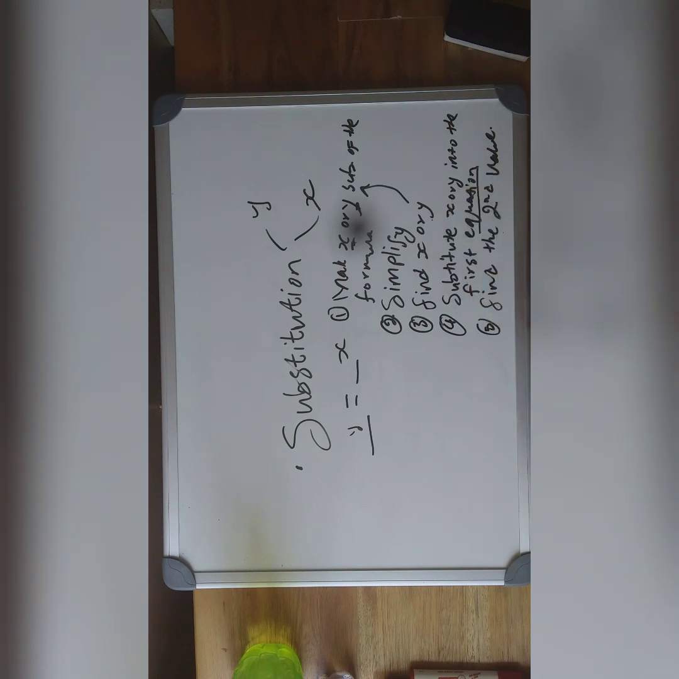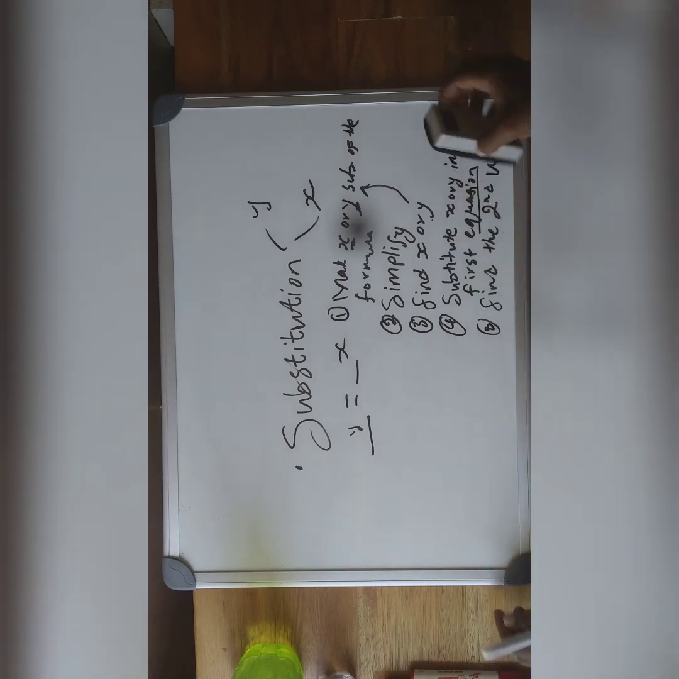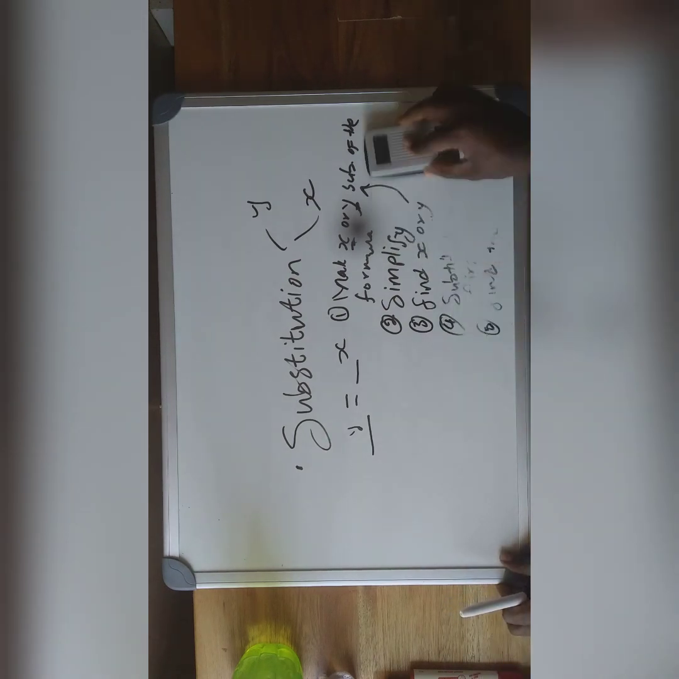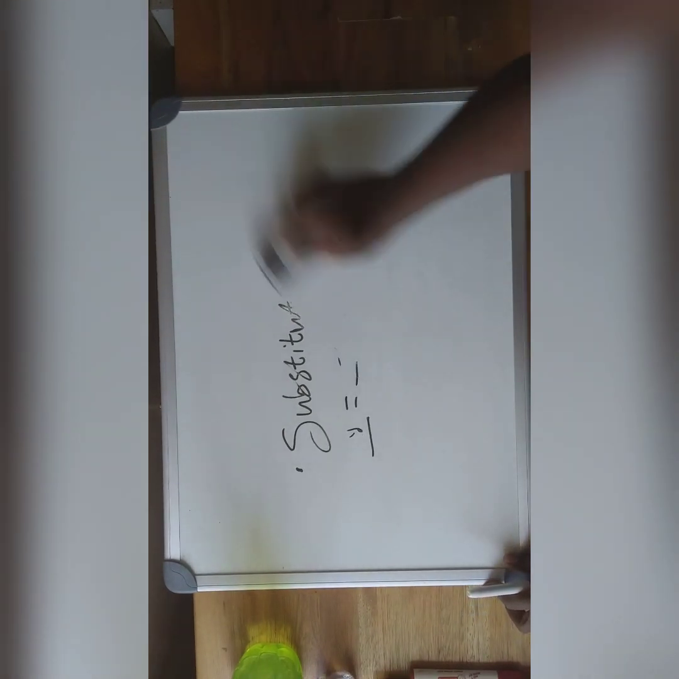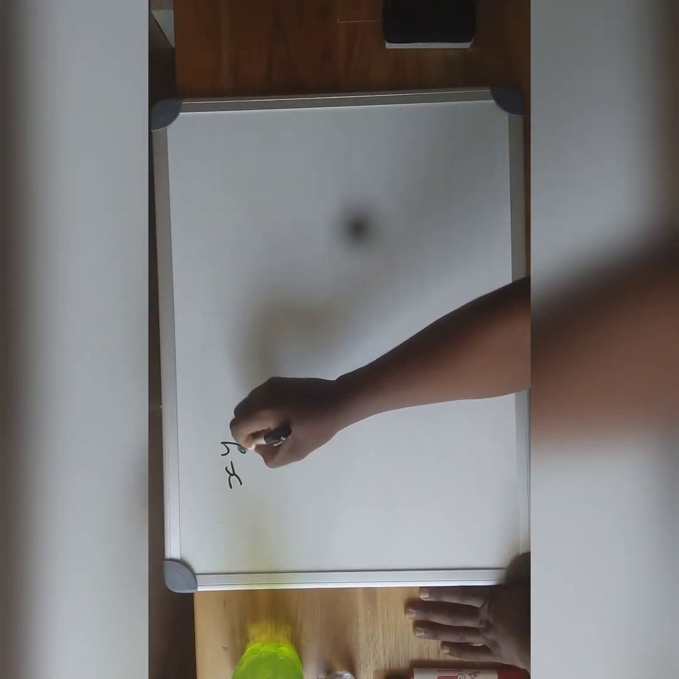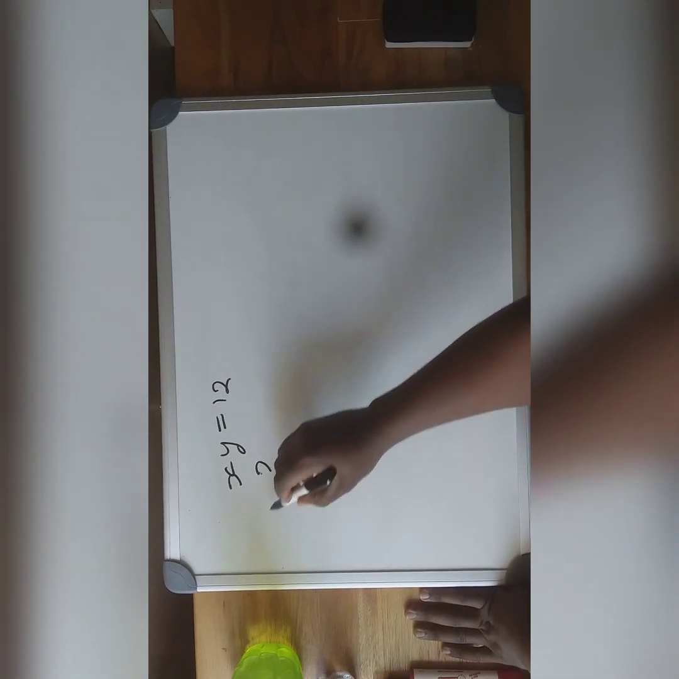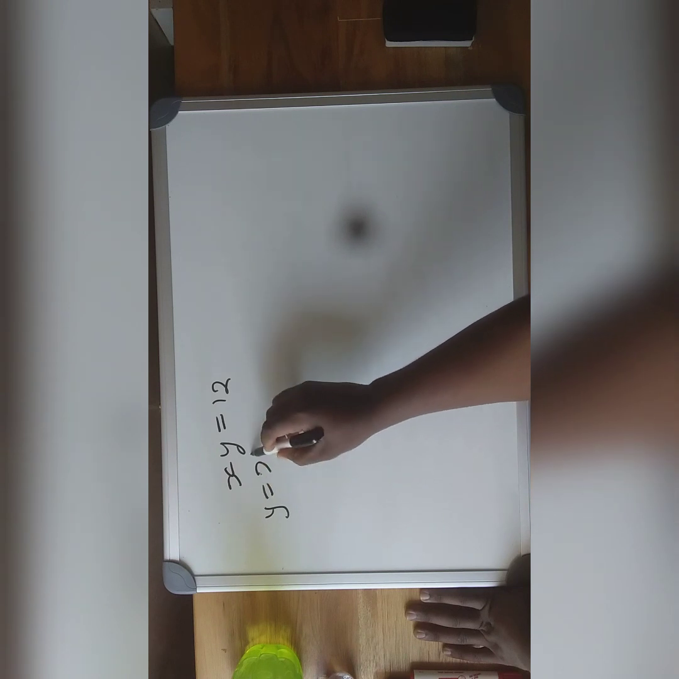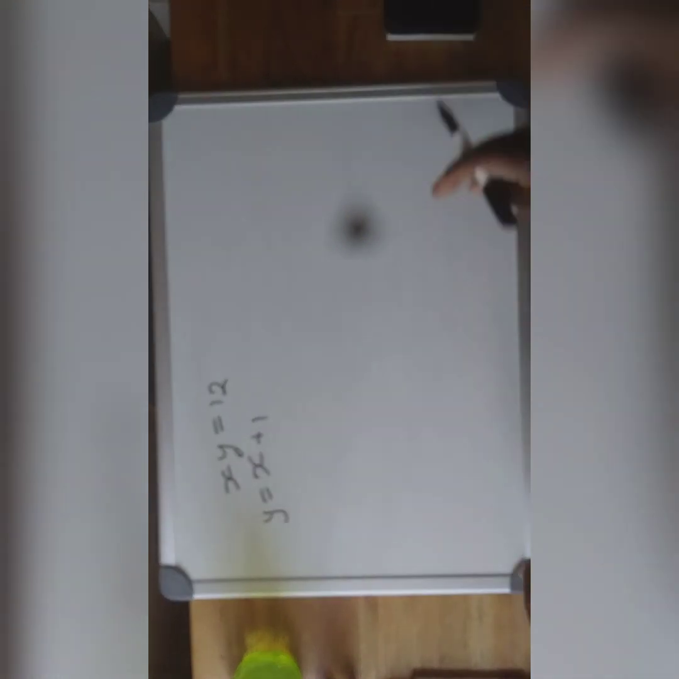So without any waste of time, let me just erase everything so that I can find something we can solve here. Because just writing everything down without anything to solve is just a total waste of time. So let me just think of something. Let's just say we have xy equal to 12, and let me just say y equal to x plus 1. Yeah, something like that. So what do we do first?